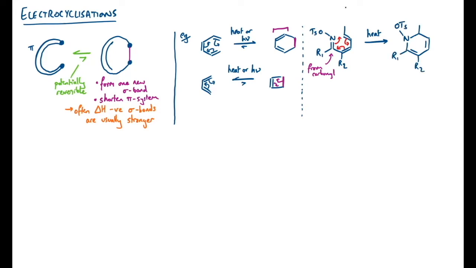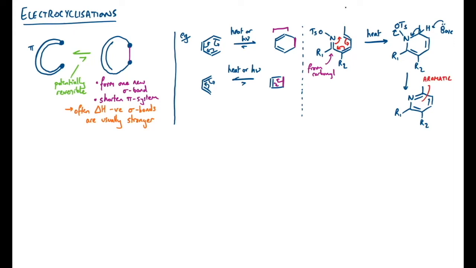And now we have a system that's just one elimination away from forming an aromatic system, which would be very thermodynamically favorable. So if we have something in the reaction, say a base, to take that proton at this stage, we can eliminate tosic acid and form the pyridine ring. So the driving force for this process is forming aromaticity.